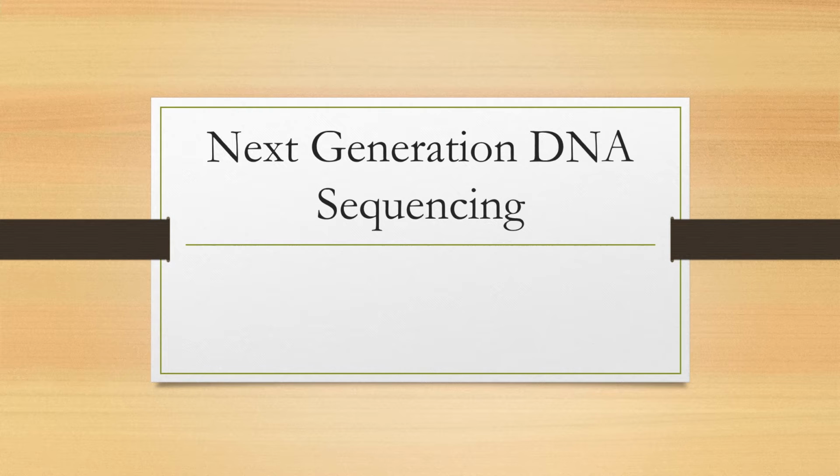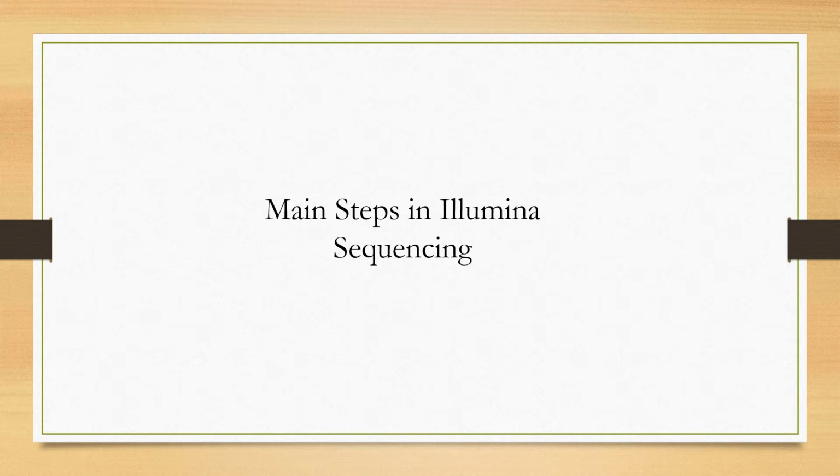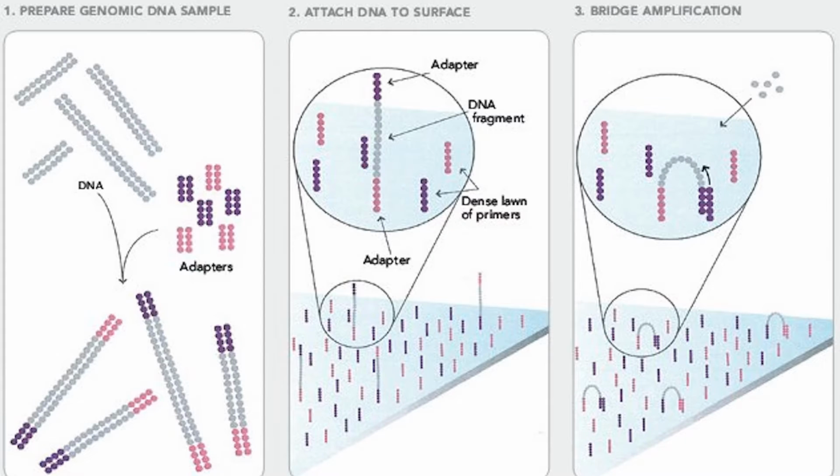So I'm going to talk about next generation DNA sequencing. An example of next generation DNA sequencing is Illumina sequencing. I am now going to outline the main steps in Illumina sequencing. Step 1. Prepare genomic DNA sample.